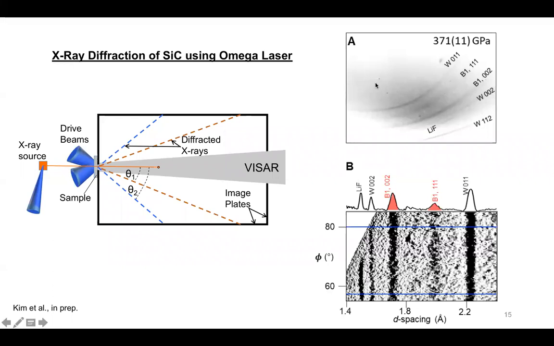So if you translate this to coordinates of d-spacing versus phi, where phi is the azimuthal angle around the X-ray beam, you can see the two clear lines from silicon carbide here, the 111 and the 002 from the B1 phase of silicon carbide, together with the lithium fluoride and tungsten lines. And this one-dimensional line out here is integrated from the region in between the blue lines here. So that's a typical experiment.